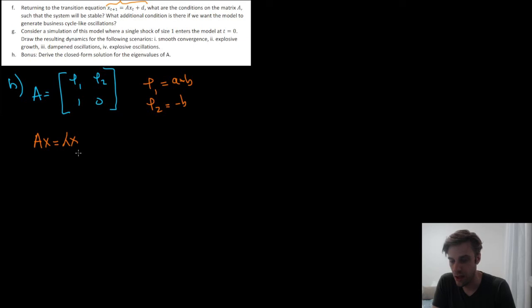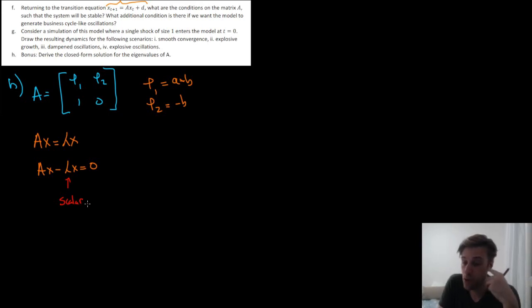We bring everything to the left. We'll have Ax minus lambda x equals 0. Now, lambda is a scalar. This is one number. This maybe is confusing because we might find that lambda has two solutions, and we talk about there being two eigenvalues, but there are two solutions to this equation. Lambda itself is still only one number, and you can plug in one solution, you can plug in the other solution. It's not a vector. X is a vector. We said that, and we know that A is a matrix.